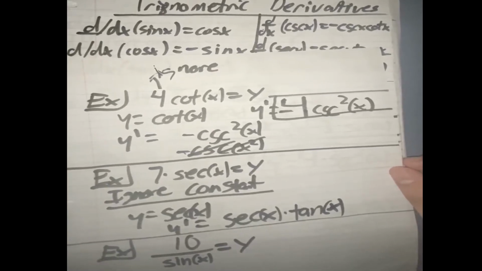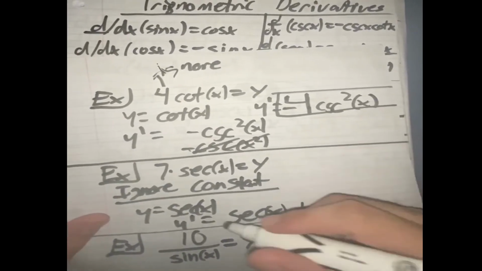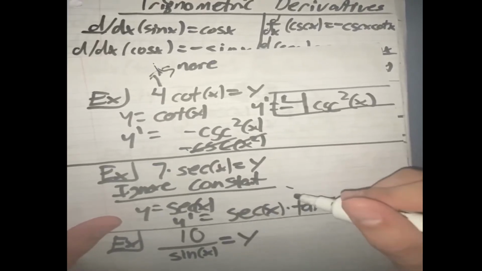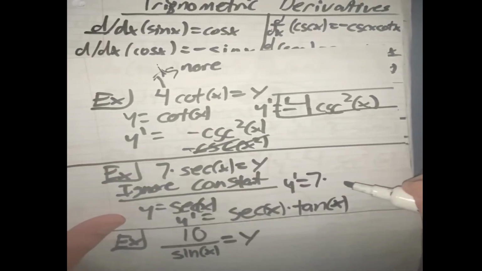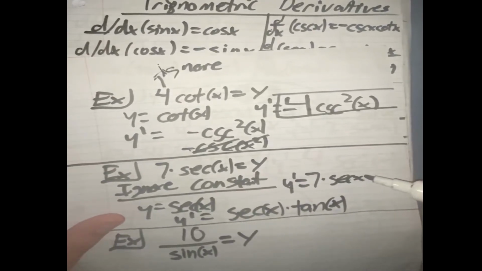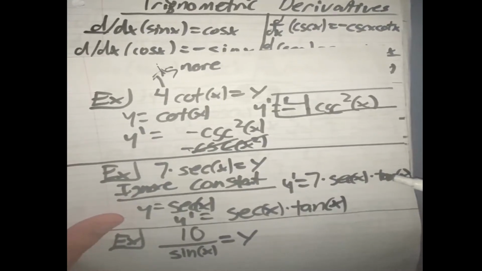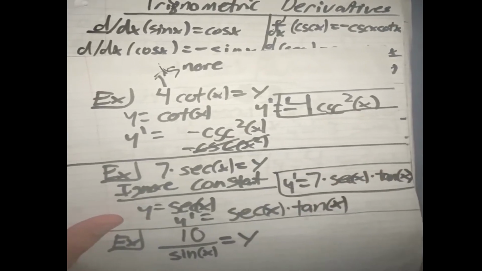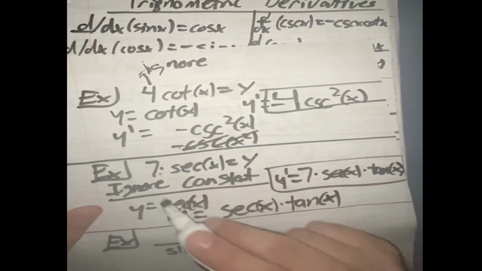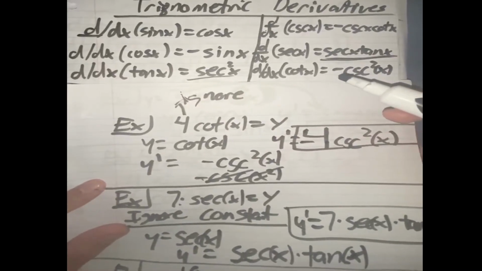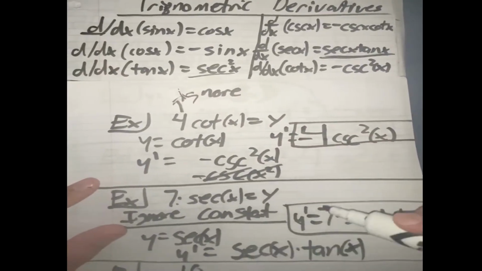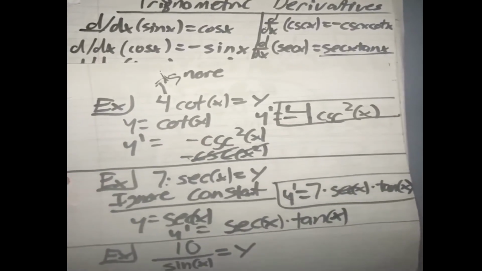And now we multiply by the constant. So y prime is actually equal to 7 times secant x times tangent x. And this is the derivative y prime. So pull the constant out, find your derivative using these right here, and then multiply by the constant again. But just practice and get used to them.